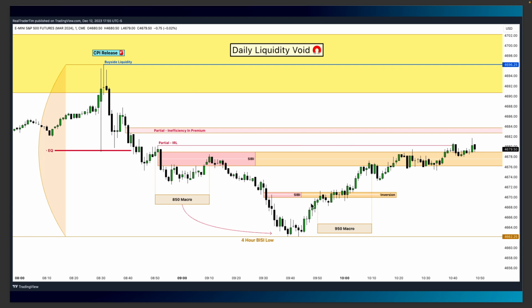Then we enter the 950 macro where we're expecting that spooling to an inefficiency or liquidity. So if this is a high probability inversion now, that was once a SIBI, what does that make closure above this SIBI? That's that change in the state of delivery. The SIBI was used to send us lower before.